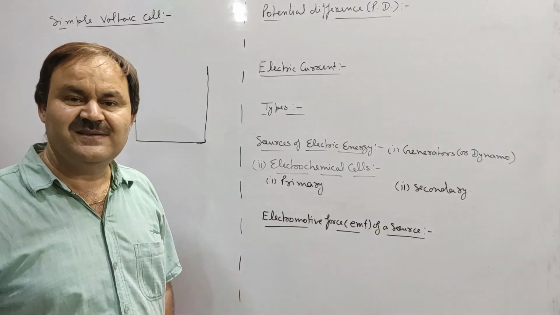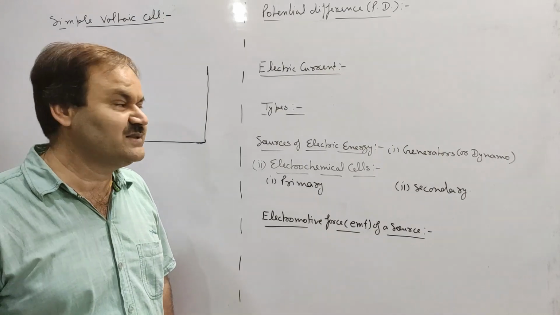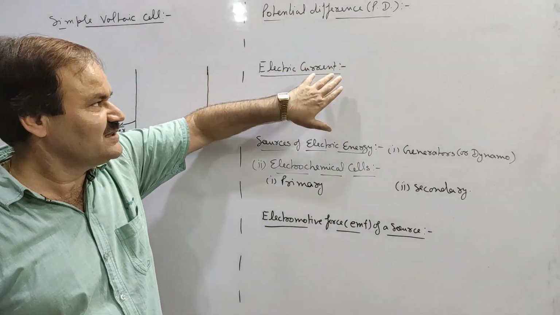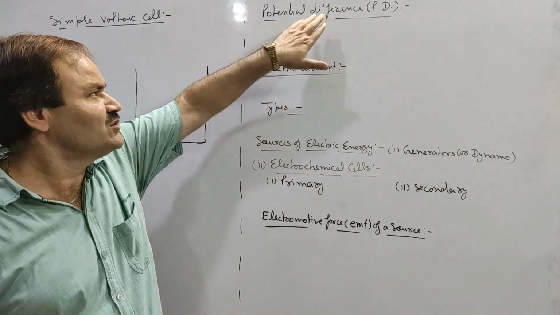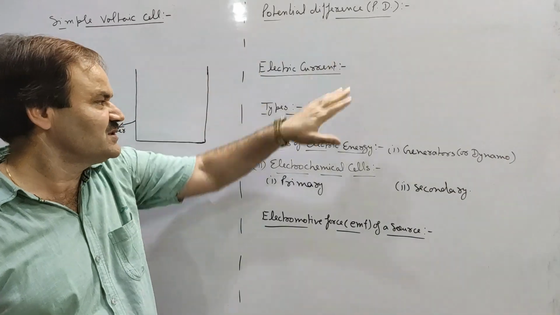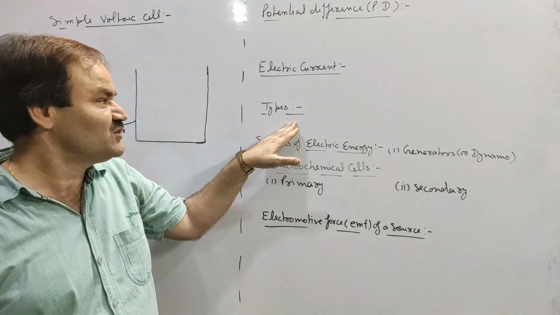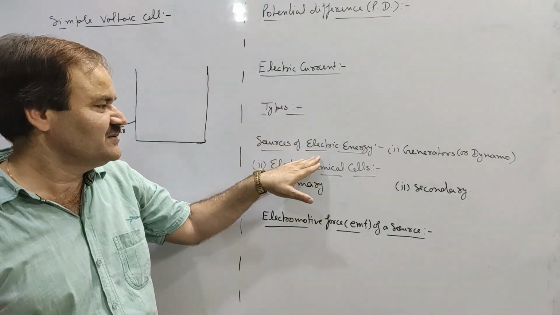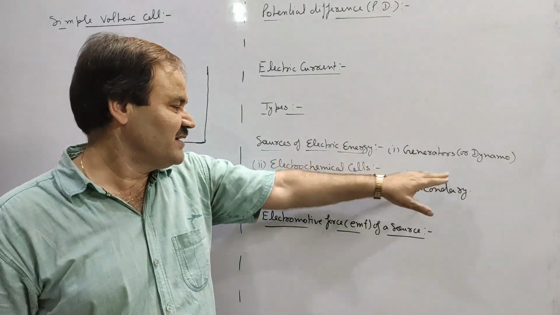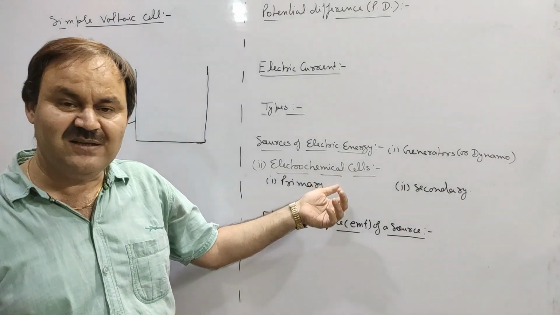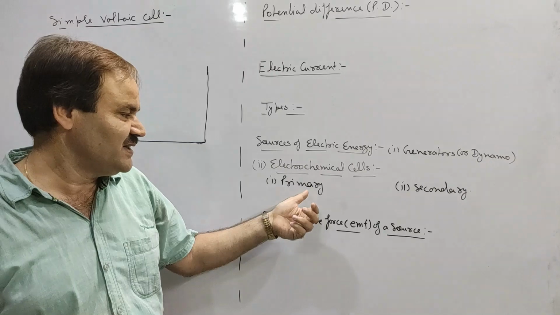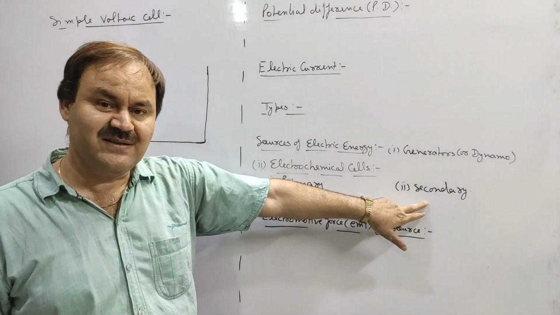Hi friends, in this video lecture related to current electricity, first we will learn about the electric current and the cause of electric current, that is potential difference. Already we have learned in previous videos. Then we will come to the types of electric current, then sources of electric energy, that is generators and electrochemical cells, then the types of electrochemical cells, that is primary and secondary cells.